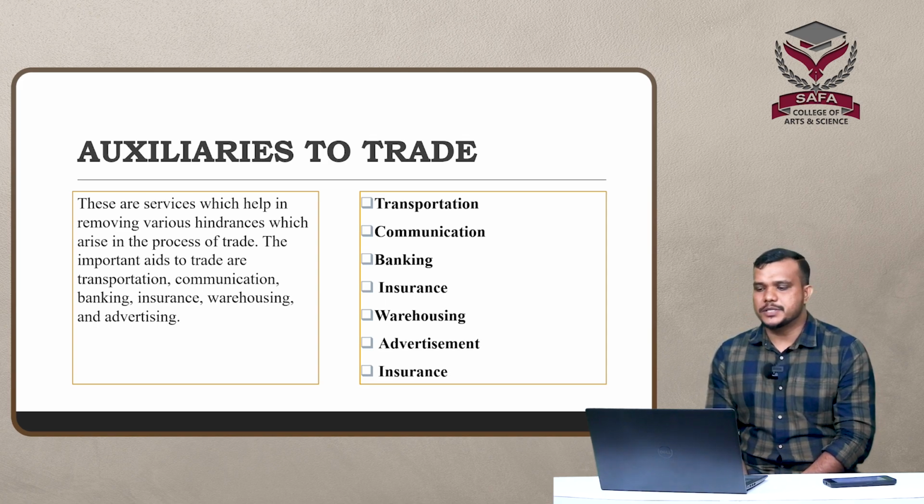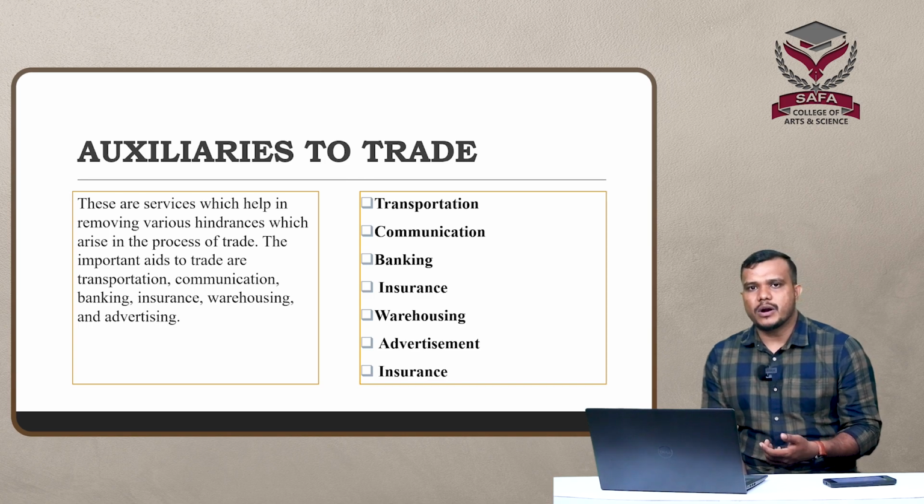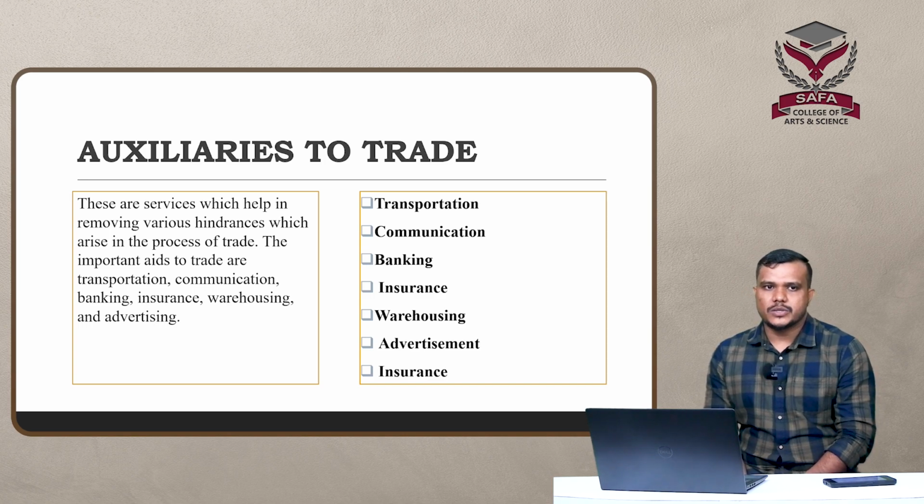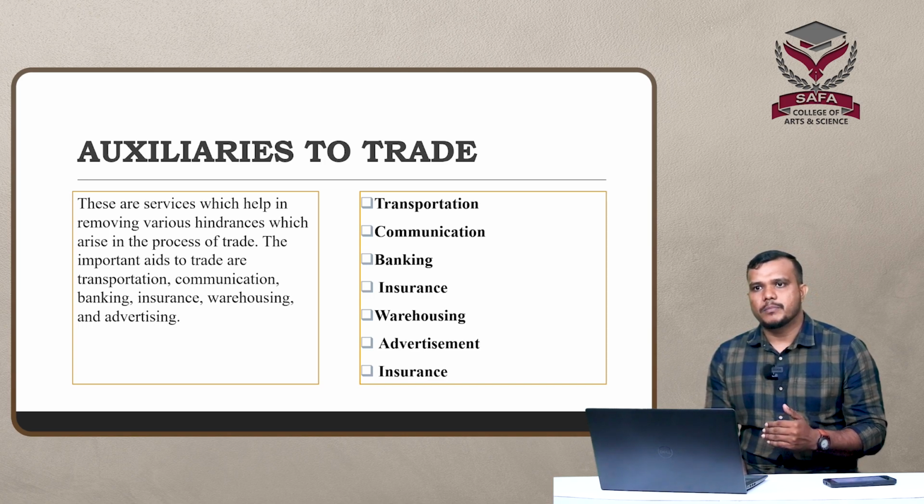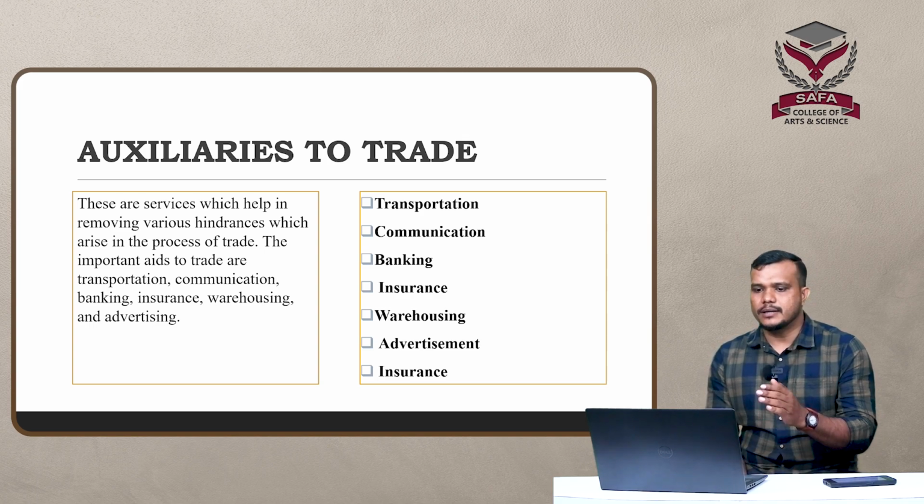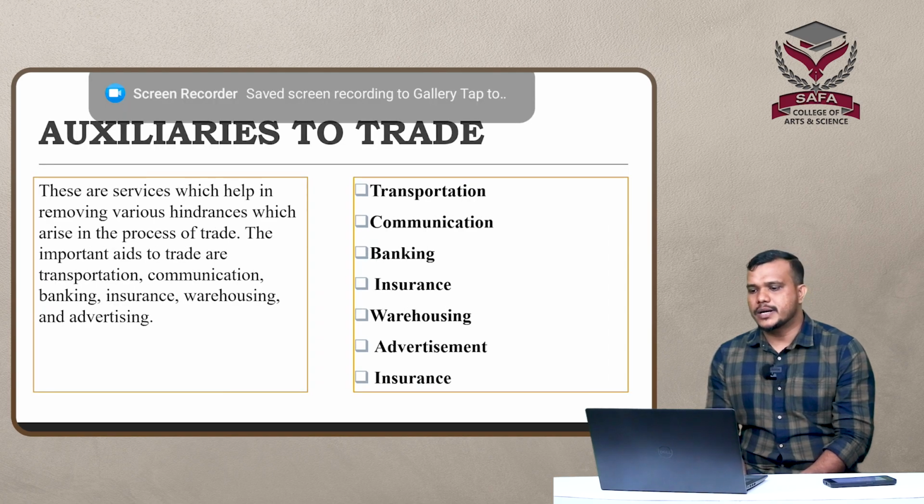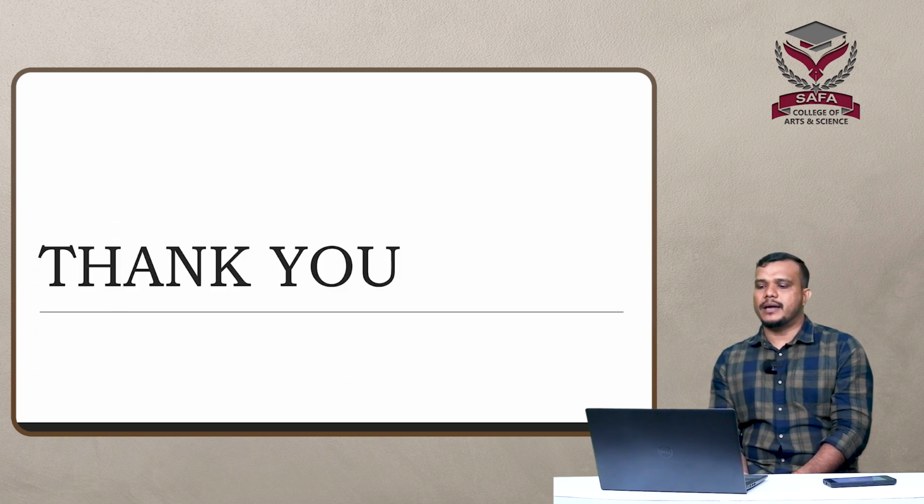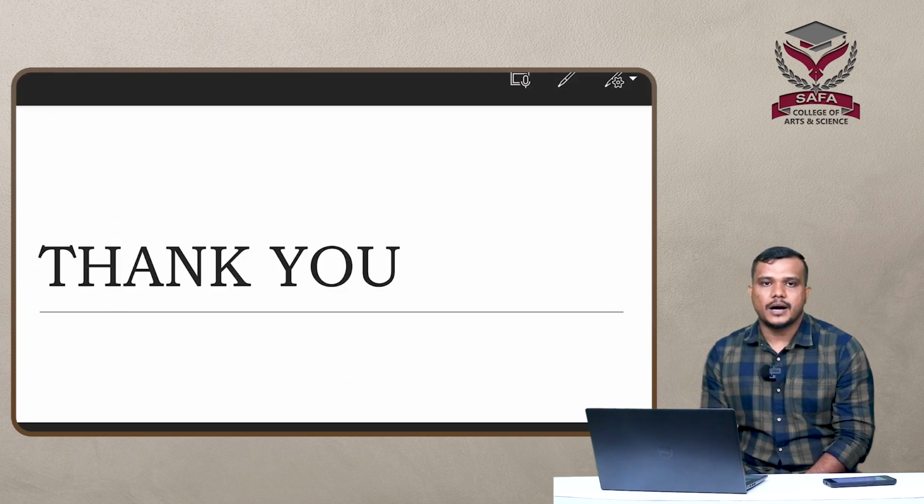Next one, advertisement. The consumers may not know about our products, so advertisement helps us provide knowledge about our product to the consumers. So these are the auxiliaries to trade: transportation, communication, banking, insurance, warehousing and advertisement.